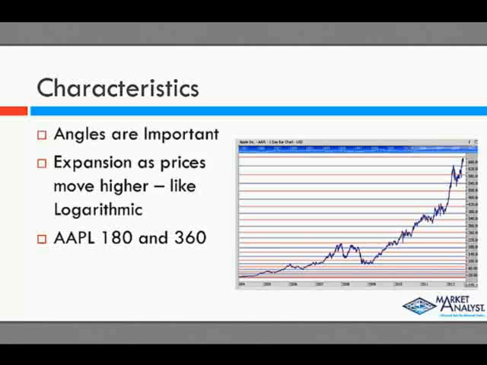So the red lines are 180-degree lines, the blue lines are the 360-degree lines. And you can see how it's just expanding and expanding, getting bigger and bigger as the price goes higher and higher, and as we are traveling around the square of 9.